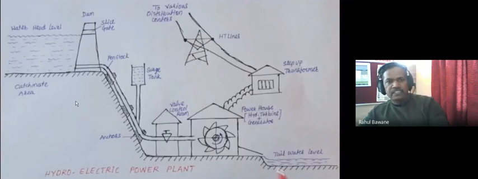Next, it is never in an emergency breakdown because it has scheduled maintenance. So accordingly we plan: okay, this season we have a lack of water and we don't produce power, so for those 4 or 6 months we will do all kinds of maintenance. So it is always pre-planned maintenance. But what happens is that its maintenance requires a long time, about 4 or 6 months, and the complete plant will be shut down for maintenance.